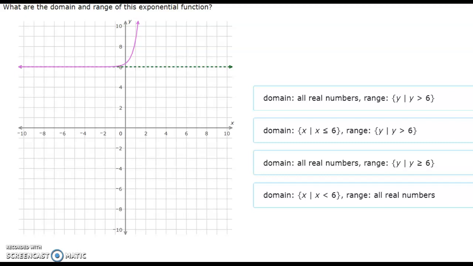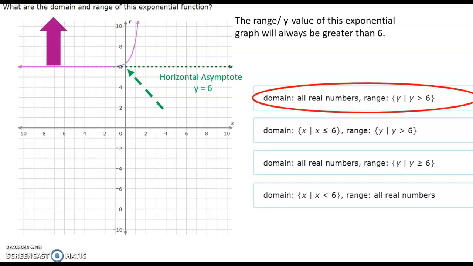Next example, we first locate the horizontal asymptote, which is y equals 6. Then we look at the graph and determine whether the graph is above the horizontal asymptote or below. Since the graph is above the horizontal asymptote, that indicates we should use a greater than symbol. And just remember that the domain is always going to be all real numbers. In this case, the correct answer is the domain is all real numbers and the range is y such that y is greater than 6, which will be the first answer choice.